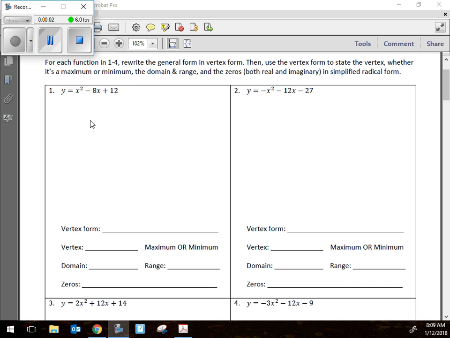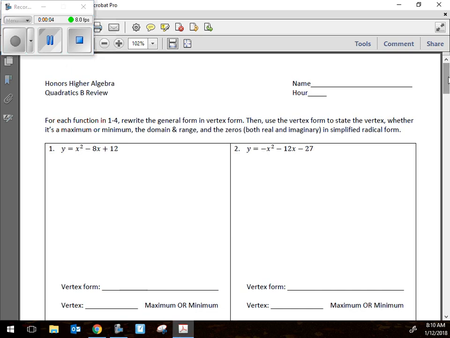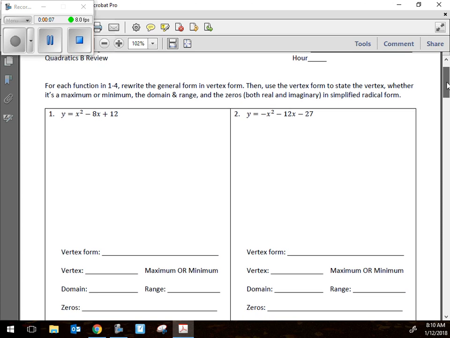Okay, for today, this is Quadratics B. It is the 5th out of 7 folders that we have, 7 chapters that we learn. And so let's see if you remember this stuff.